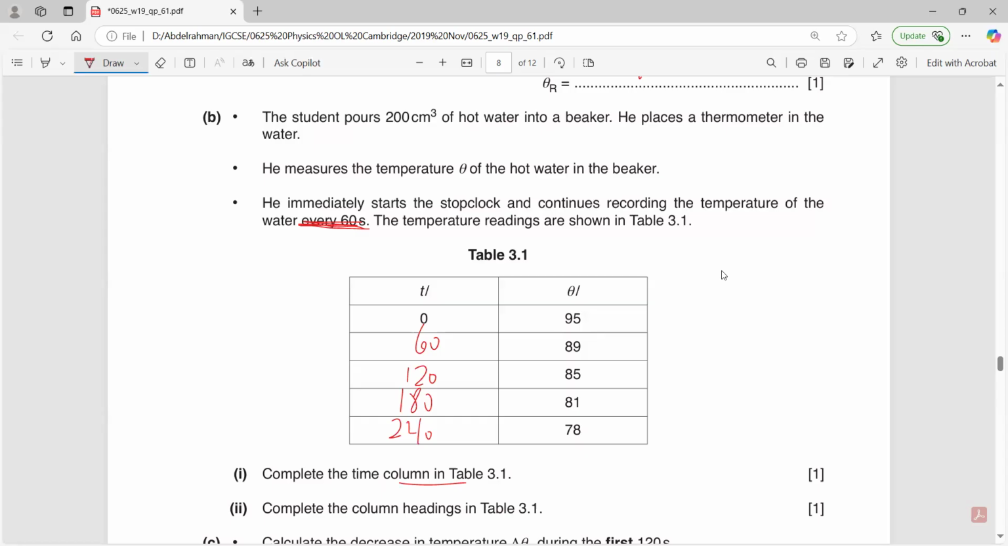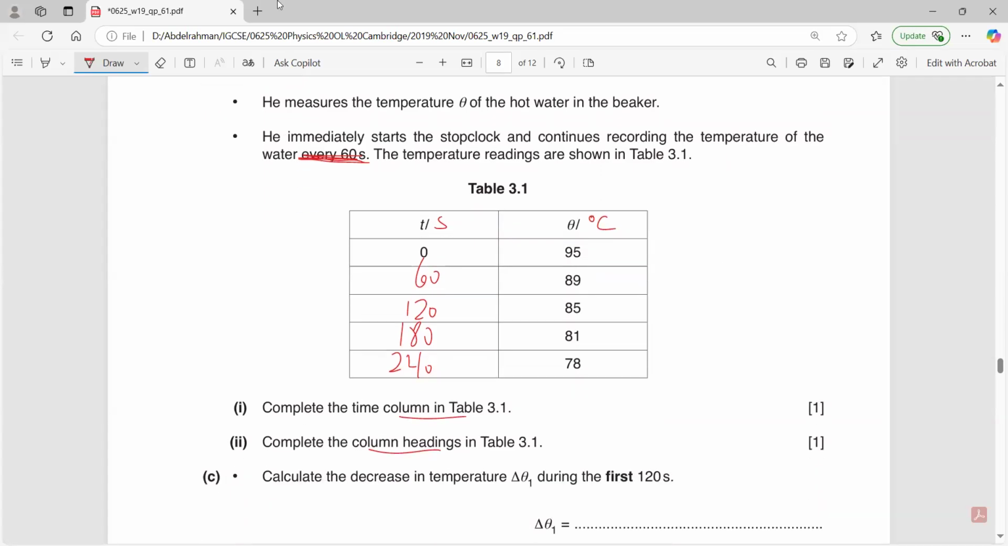And then can I complete the column headings? Yes, I can complete the column headings. The time is in seconds. He said every 60 seconds. What about theta? Theta is the temperature, so degrees Celsius.